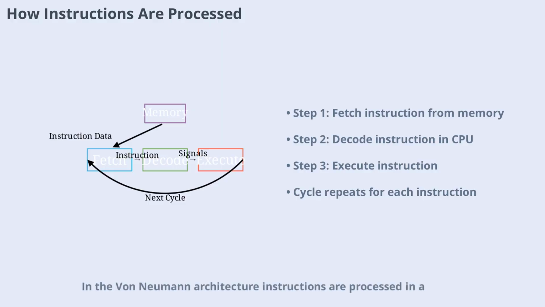In the von Neumann architecture, instructions are processed in a cycle known as the fetch-decode-execute cycle. First, the CPU fetches an instruction from memory. Next, it decodes the instruction to determine what action is needed. Finally, it executes the instruction, performing calculations or moving data as required. This cycle repeats continuously, allowing the computer to carry out complex programs step by step. Understanding this process is key to grasping how computers operate at their core.